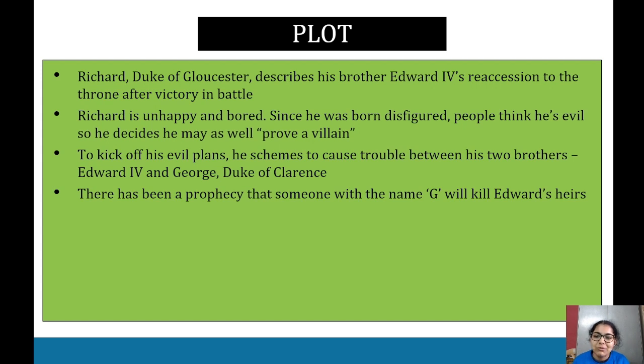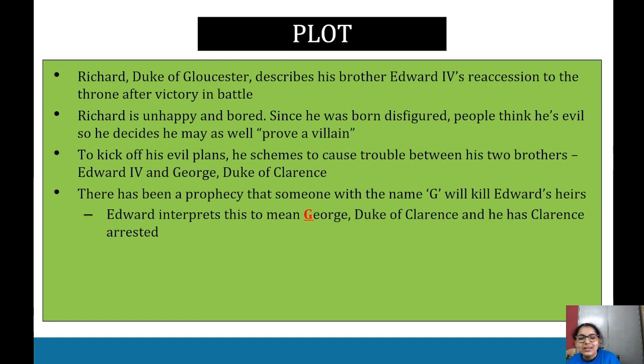How does he do that? He uses a prophecy. In the play he doesn't tell George directly, but George comes to know this prophecy that someone with the name G will kill Edward's heir. Someone with the name G will kill Edward's heir. So now it's interesting. When you think of G, immediately the king thought of George, the Duke of Clarence. And that's understandable.